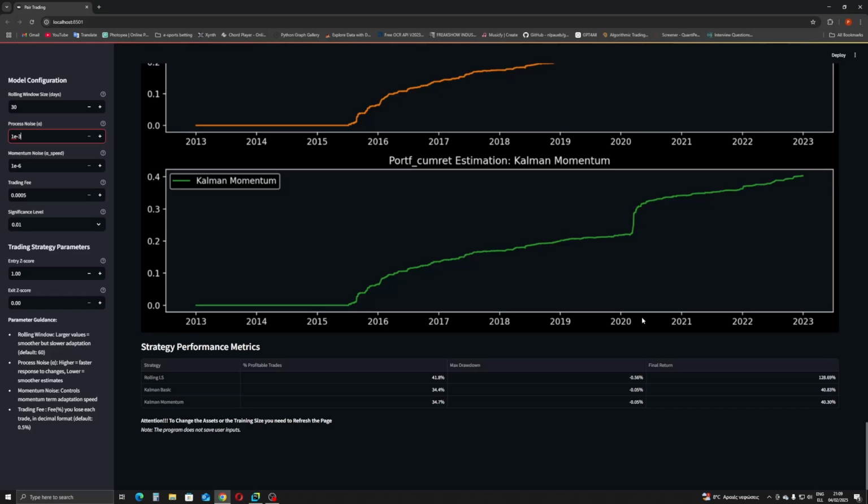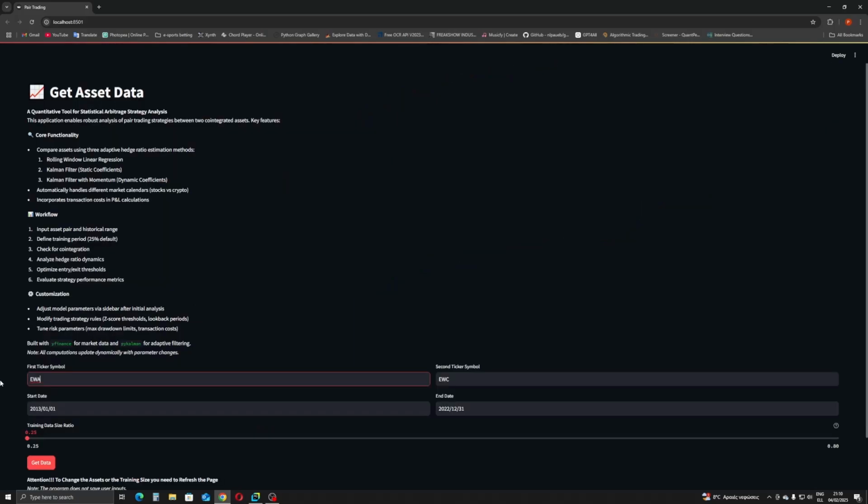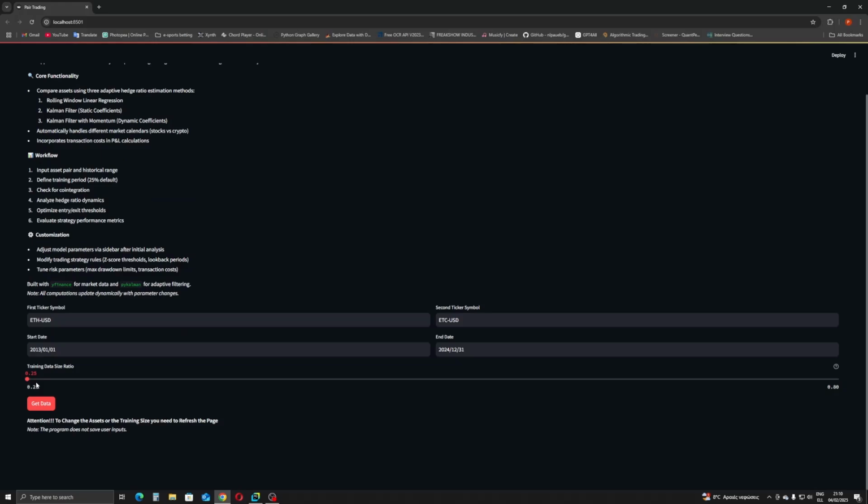You don't need to, but do need to refresh the page if you want to change the assets, the training size, or the period, the start date and end date. So let us refresh and let's see one more asset. Let's use Ethereum and Ethereum Classic, and let us change the end date to 2014 of December, and the training data size to 40%, 41, let's say.